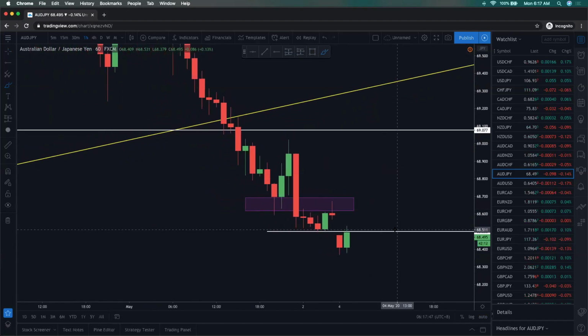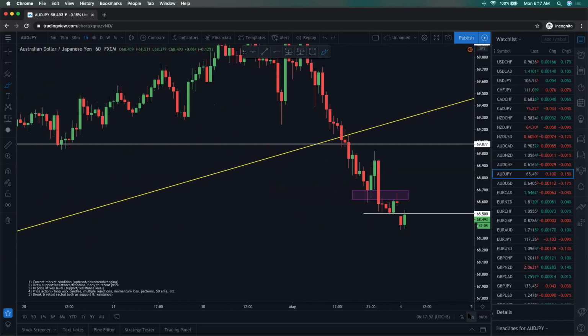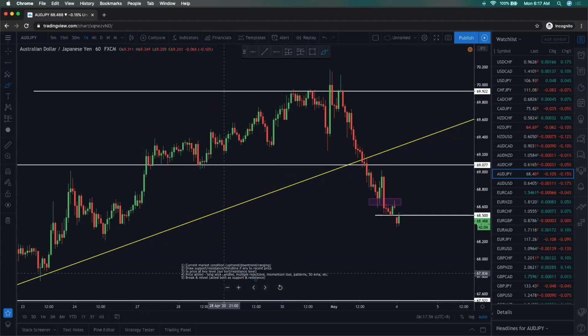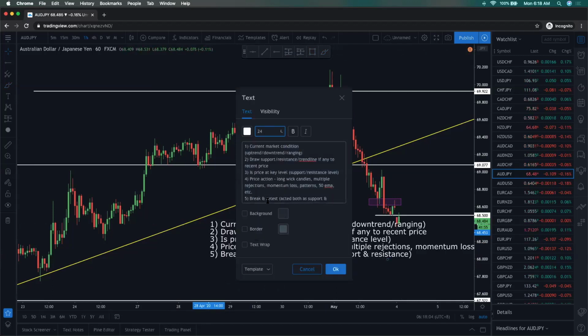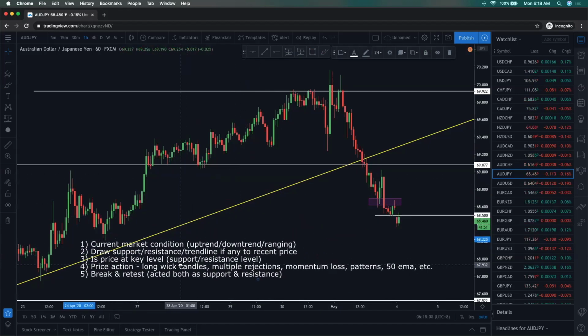So this is how I enter a trade. This is how I would have entered a trade. It's step by step based on this criteria which I have shared with you.